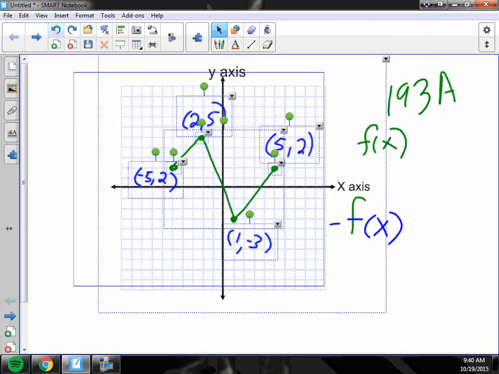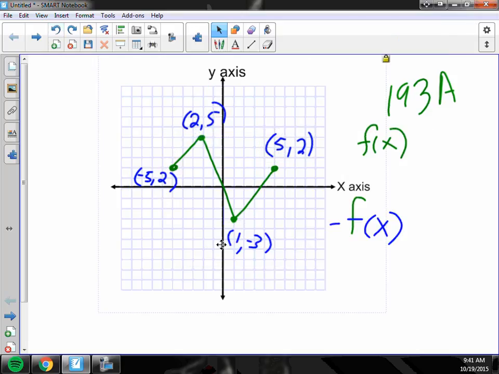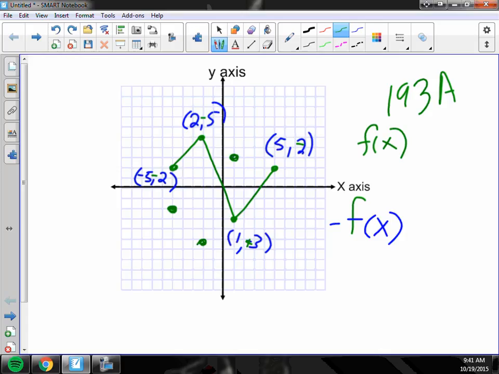Let me lock all those in place so I can make this a little bit easier. Okay, so what it says is go through and negate all of the y values. So negative 5, 2 becomes negative 5, negative 2. 2, 5 becomes 2, negative 5. And this one is going to reflect to there because the 3 becomes positive. And then this is going to go here. And then if I connect the dots, you can see these reflected straight across the x-axis. And every point in between did the same thing.